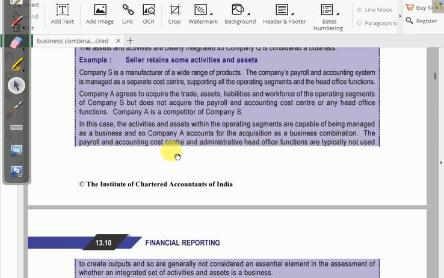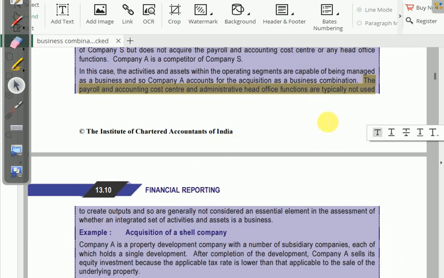The payroll and accounting cost center and administrative head office are typically not used to create outputs. The payroll, accounting, and head office functions are not creating any output. So even if they have not been acquired by Company A, it is still a business combination, because these accounting, payroll or administrative head office functions are not used to create outputs, and so are generally not considered an essential element in the assessment of whether an integrated set of activities and assets is a business.